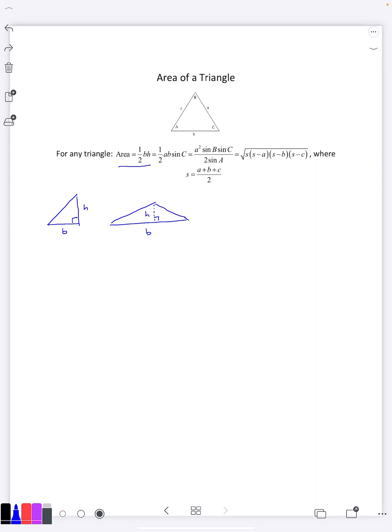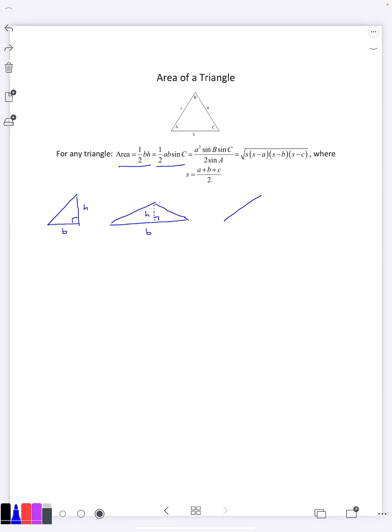That's what your height would be. And that's an extra step in having to solve the problem. You have to find out what h is using trigonometry or something else. And then once you know what h is, you can multiply 1/2 base times height and get the area. In this video, we're going to see different formulas that allow you to find the area without having to find the height. So this second formula here, 1/2 AB sine C.